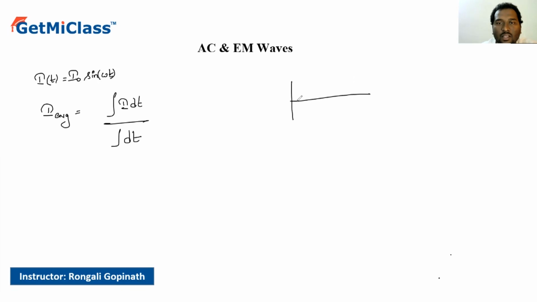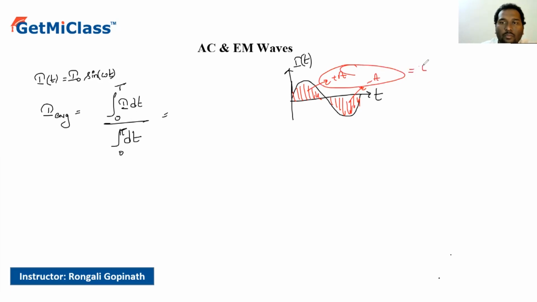Let's take a sine wave of this sort, where this is I as a function of time t and this is time t. Integral I dt, now we can do this integration from 0 to capital T. Then what happens to this? The numerator is nothing but the area enclosed by this curve and the x-axis. If this area is plus a, this area would be minus a, so the net area would be 0. So I average over one full time period is always 0.